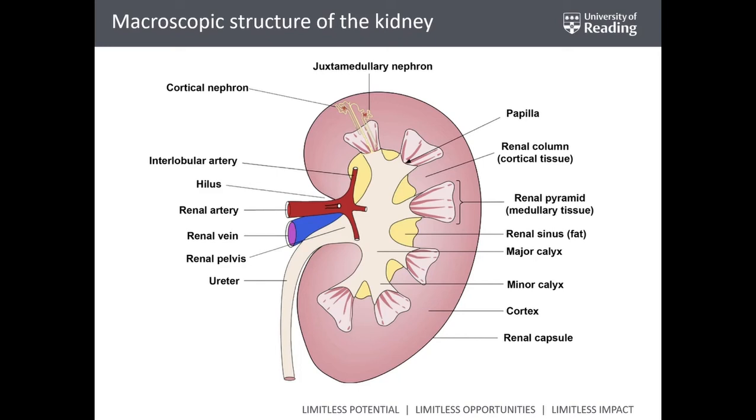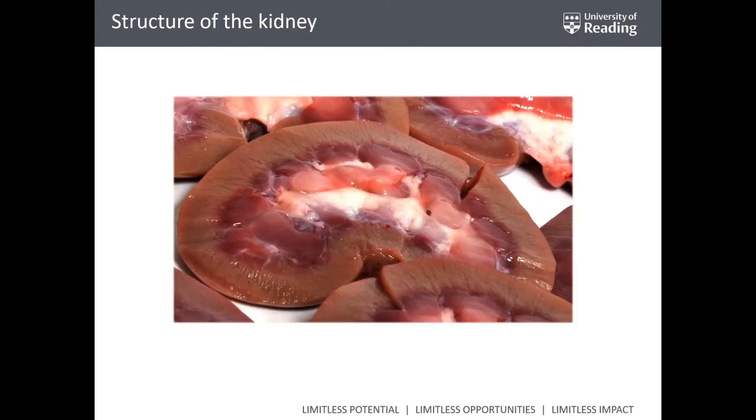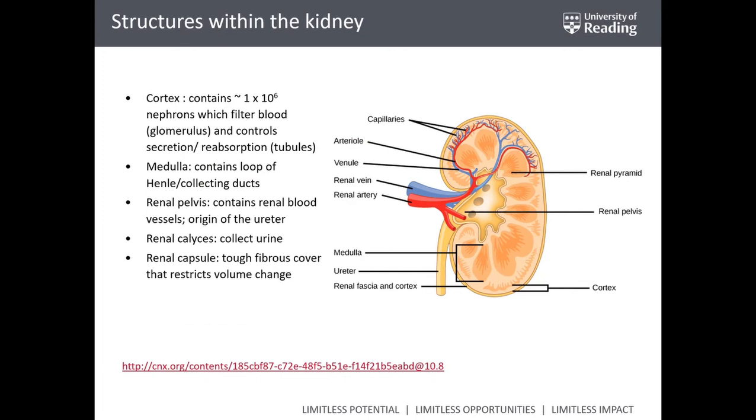Minor calyxes come from the pyramid, and the major calyx is closer, more medial towards the hilus of the kidney, and the whole kidney is enclosed in connective tissue known as the renal capsule. So this is pretty much what there is to say about the macroscopic structure of the kidney.